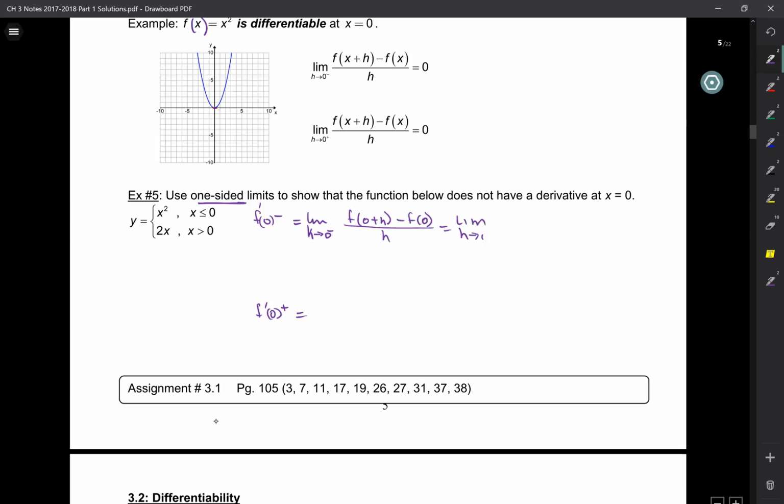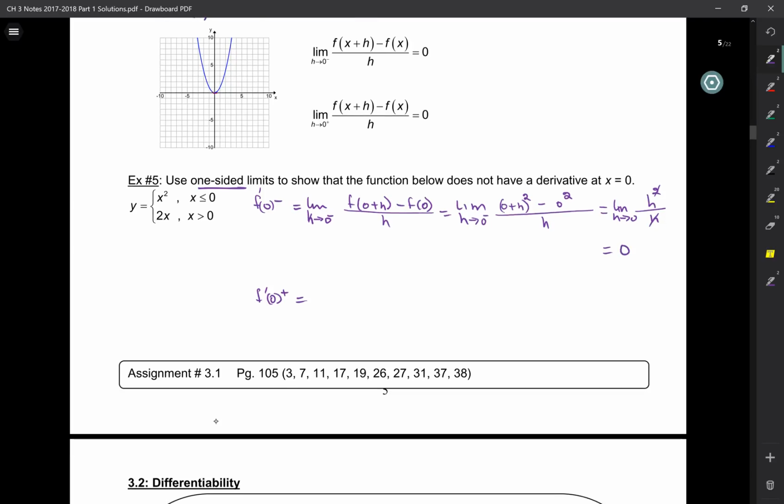This is the limit as h approaches 0 from the negative side. Which function do I take, the top or the bottom? If I'm looking at 0 from the negative side, the top. Okay, so it's going to be 0 plus h squared minus 0 squared over h. And that's what? It's h squared over h. So one h cancels, and in the end, we get 0. Okay? Now let's look at the other one.